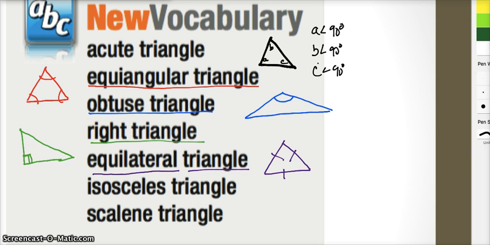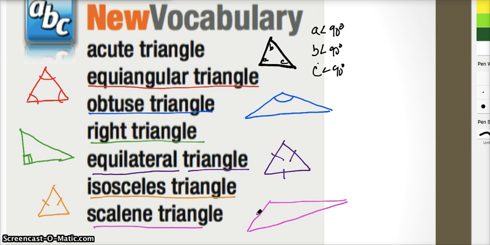And then we have an isosceles triangle. Isosceles triangles are triangles that have at least one pair of sides that are equivalent. So these two being equal lets me know that I have an isosceles triangle. And finally, we have a triangle that we refer to as scalene. A scalene triangle is a triangle where each of the three sides are different lengths. So this might be one length, this would be another, and this is a whole other length.